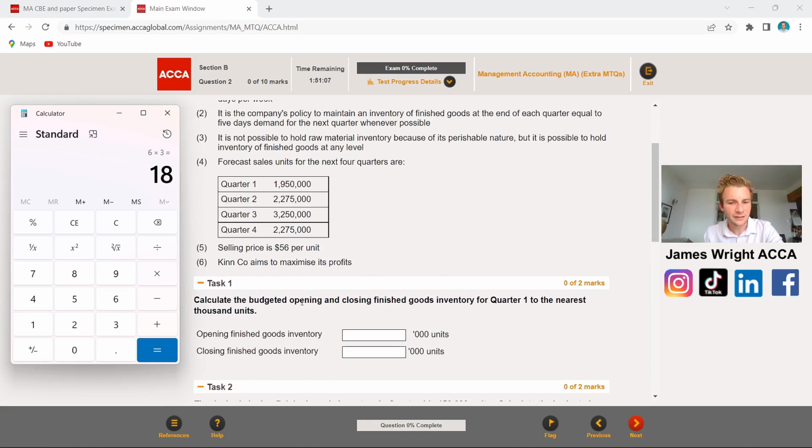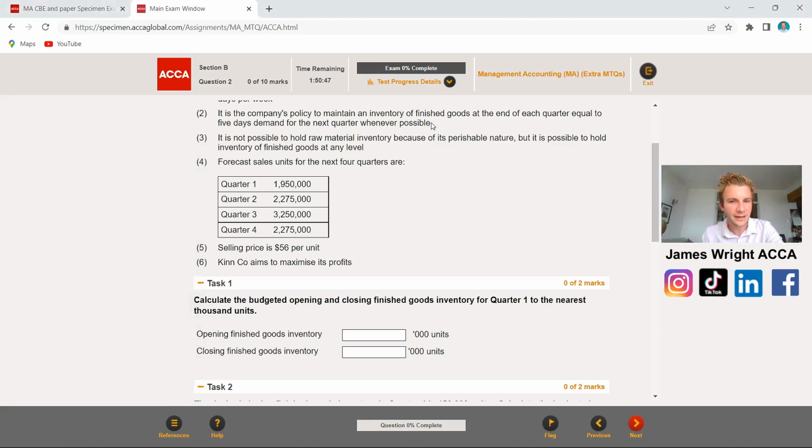So we're being asked on task 1, for 2 marks, to calculate the budgeted opening and closing finished goods inventory for quarter 1 to the nearest 1,000 units. So we've got the opening finished goods, in thousands of units, and the closing finished goods, in thousands of units. This really relates back to that key point about the finished goods at the end of each quarter being equal to the 5 days demand for the next quarter where possible.